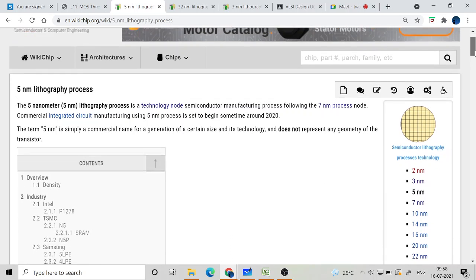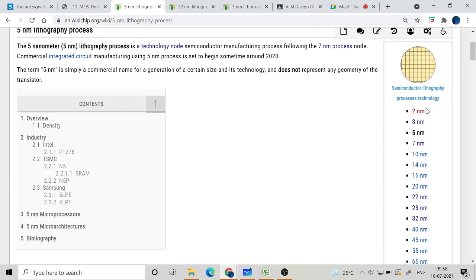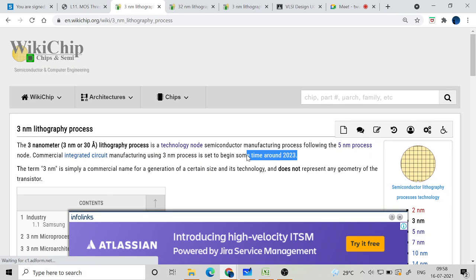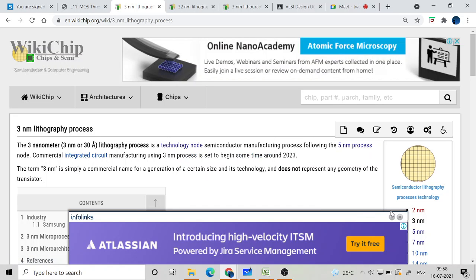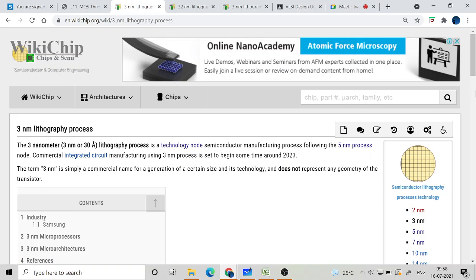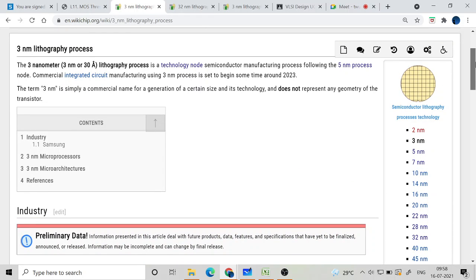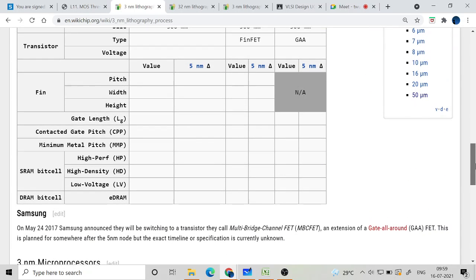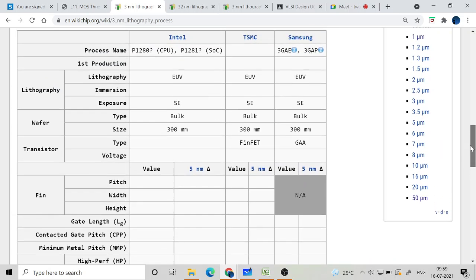So the current status is 5 nanometer, and what is in the research phase is 3 nanometer. I think 3 nanometer is set to come sometime in 2023. So right now we are at the 5 nanometer technology node. Till 5 nanometer FinFET continues, but when it comes to 3 nanometer, FinFET also is not possible to give results. So people are working on different things.